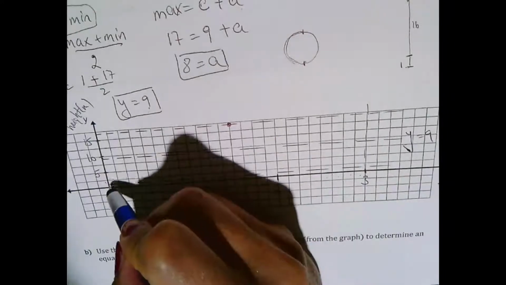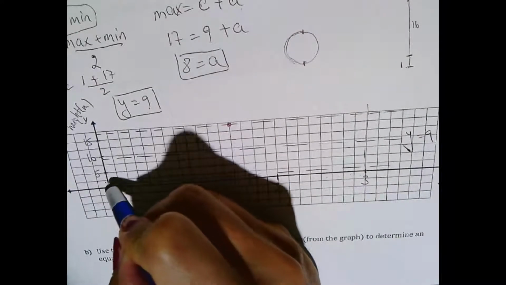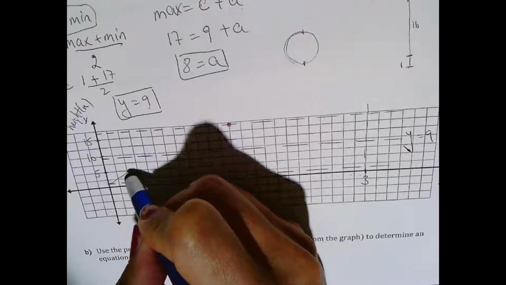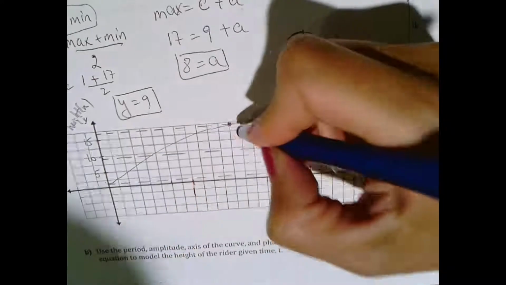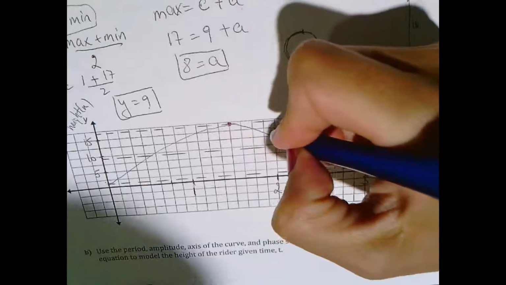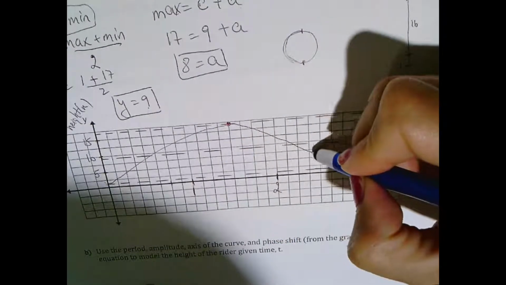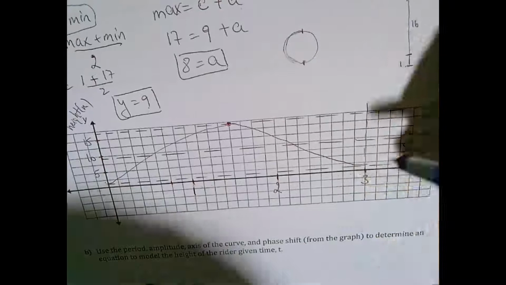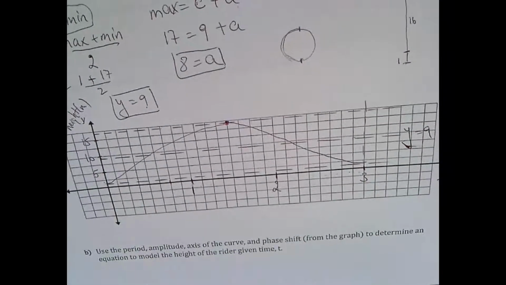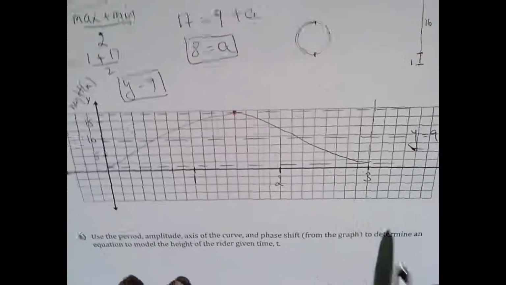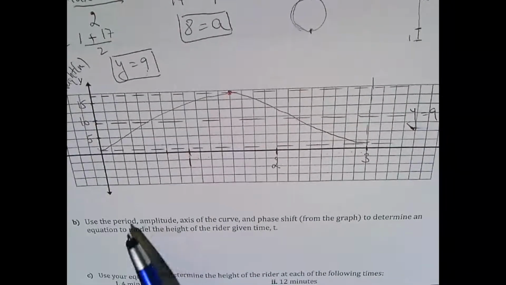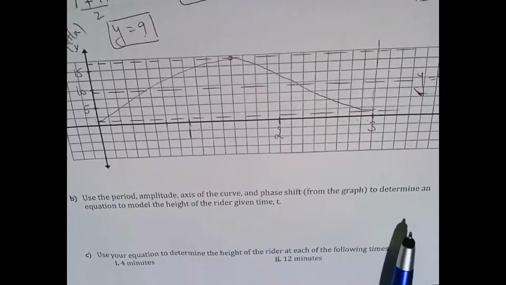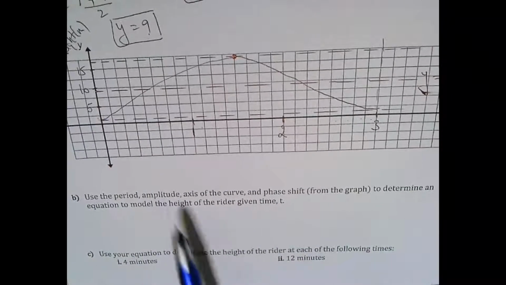So my graph is going to come up gradually, going to reach the peak, and then it's going to slowly go down, and it's going to start again, and so on. So this is my graph. Now we're going to use the period, amplitude, axis of the curve and phase shift from the graph to determine an equation.